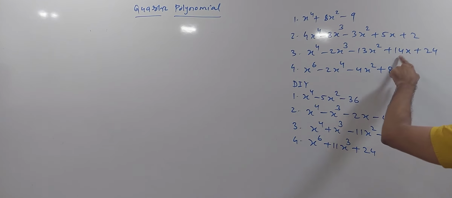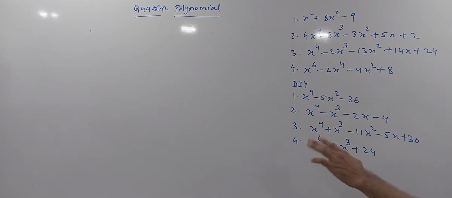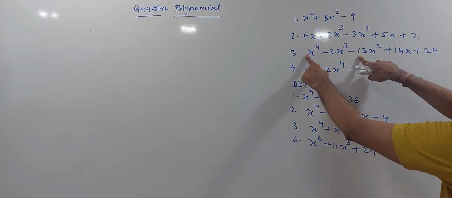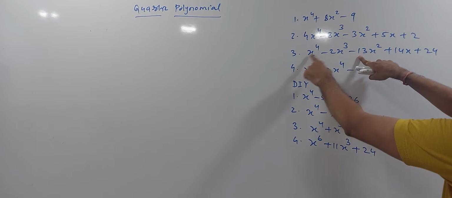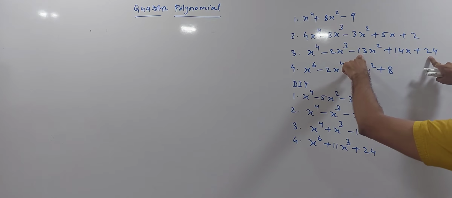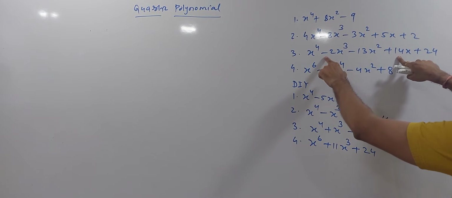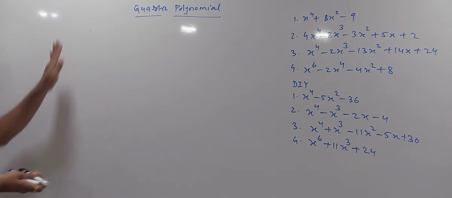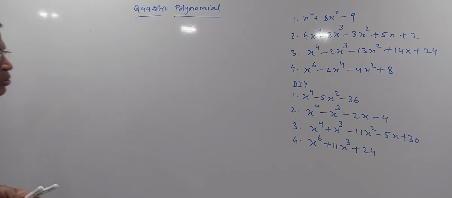So 1 plus 14 plus 24, so 1 is not possible. Let us try with minus 1. So 1 and minus 13 will give me minus 12, plus 24 will give me plus 12, and plus 14 minus 2 is 12 again. So that means minus 1 could be the case. Minus 1 could be the case.